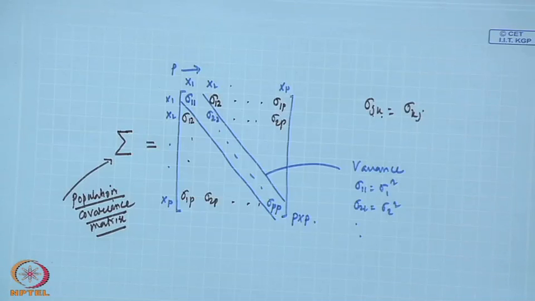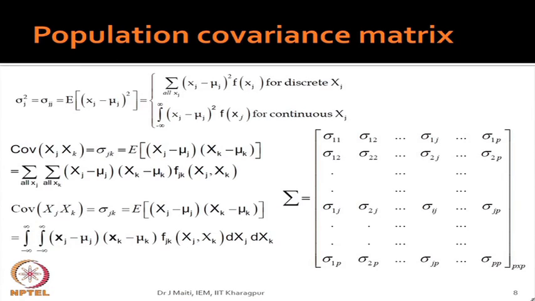So, the population covariance matrix looks like this: sigma 11, sigma 12, sigma 1j, sigma 1p, sigma 12, sigma 22, sigma 2j, sigma 2p, like this. If there are p variables, there will be p cross p elements, and that will be the size of the matrix.